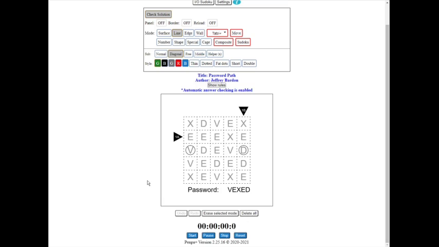We're going to jump right into these password paths. This was the example, and the rules of password path are very straightforward. You draw a path from the starting cell to the ending cell, and along that path you go to cells that are adjacent either orthogonally or diagonally. The path cannot cross itself, so this would be wrong. Must repeatedly spell the password, and you have to use all the cells.